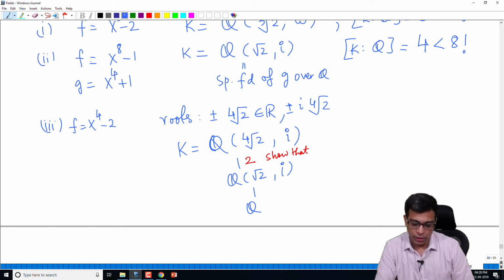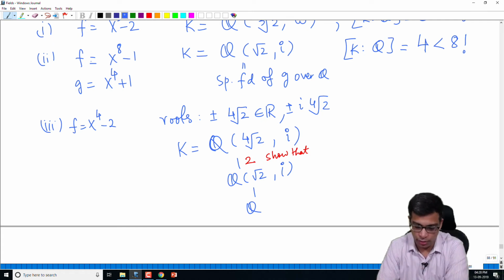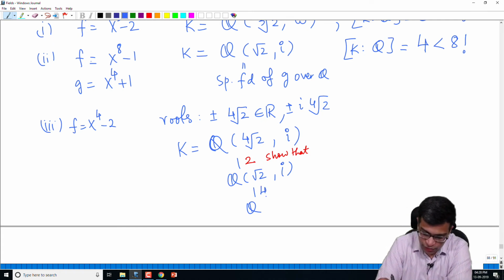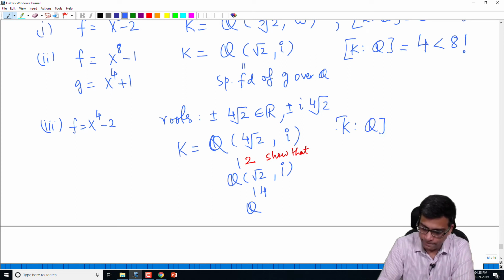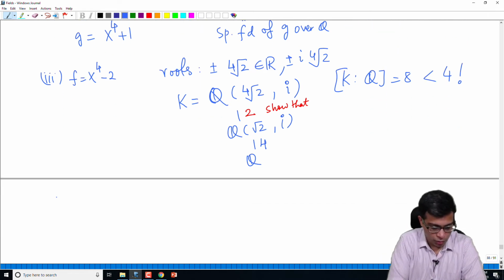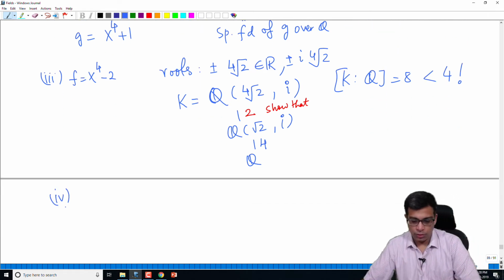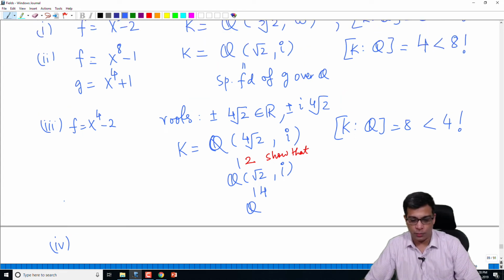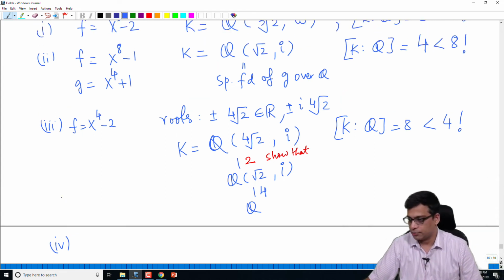This whole field is obtained by adding a square root of root 2. That means it is a degree 2 extension. And this we have seen earlier is 2. So the total degree is 8, which is of course much smaller than 4 factorial. Okay. So one more. So here, a smaller degree polynomial but a bigger degree of the splitting field.